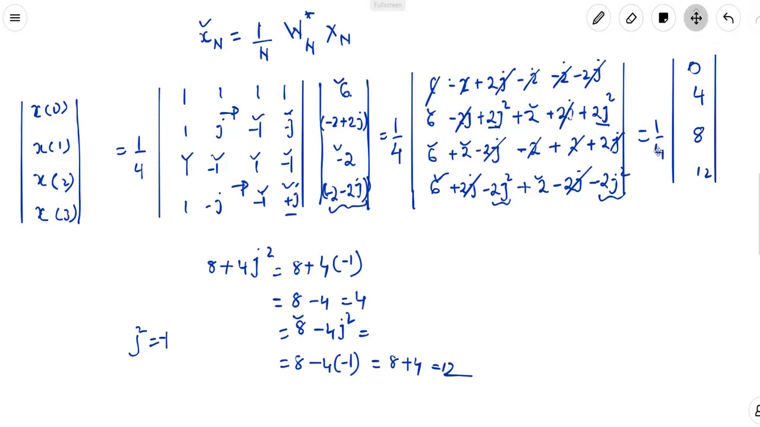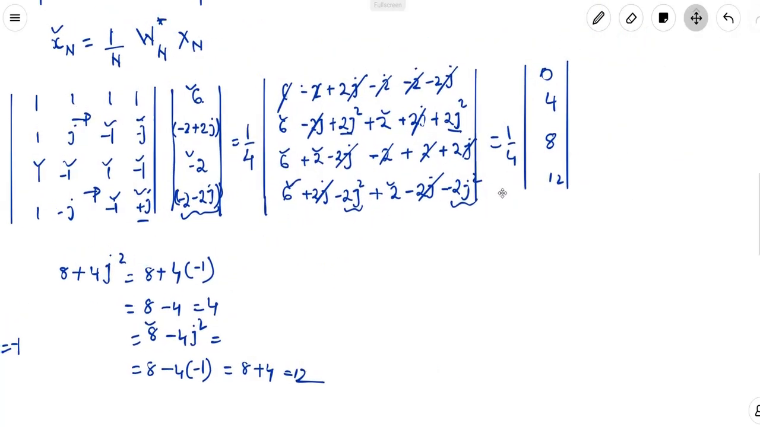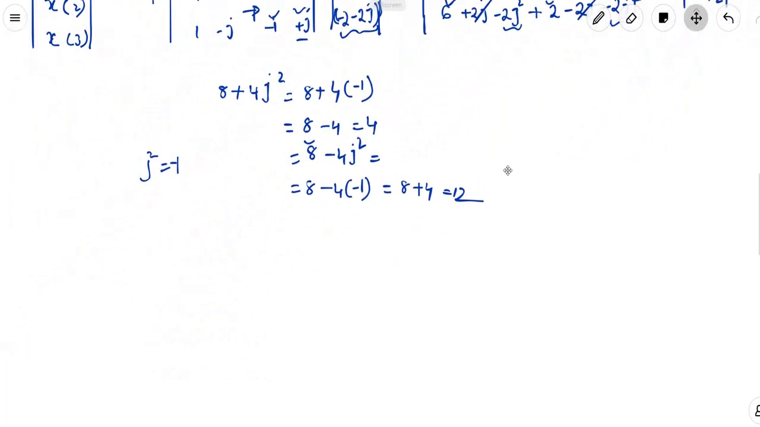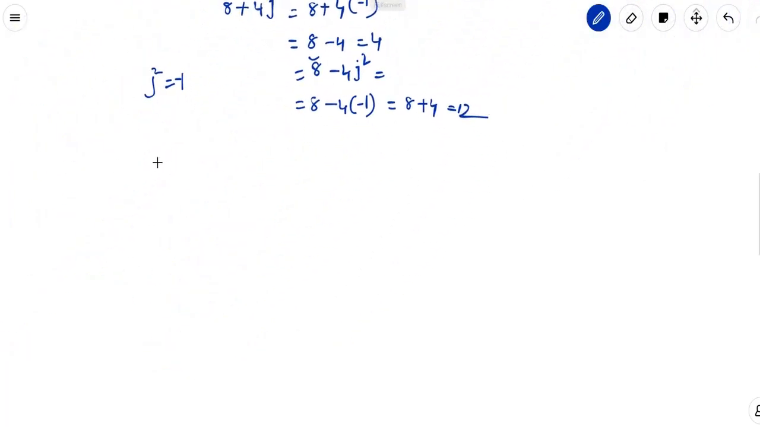Okay. So next is what? If I divide this, so what I'm going to get? 4 divided by 1 by 4, so this becomes 1. 8 divided by 1 by 4, so this becomes how much? 2. Again 12 divided by 4, so this becomes 3. So these are the values. So we will write down the values for x of n. So x of n, how much we have got? We have got as 0, 1, 2, 3.